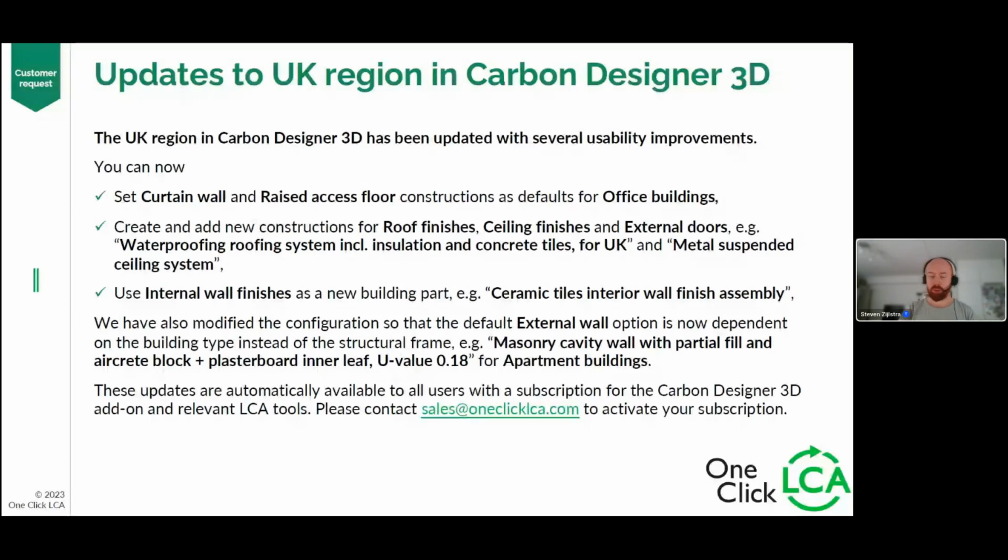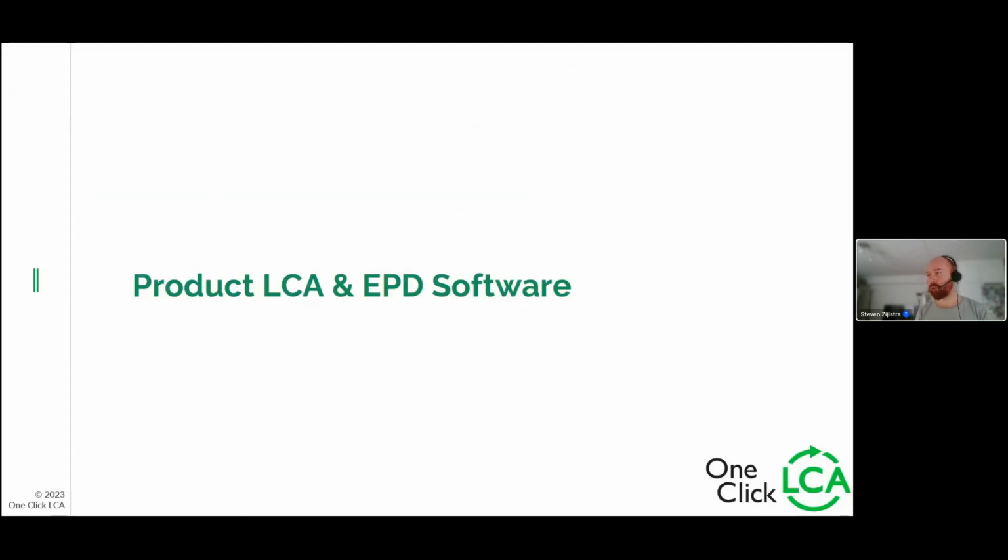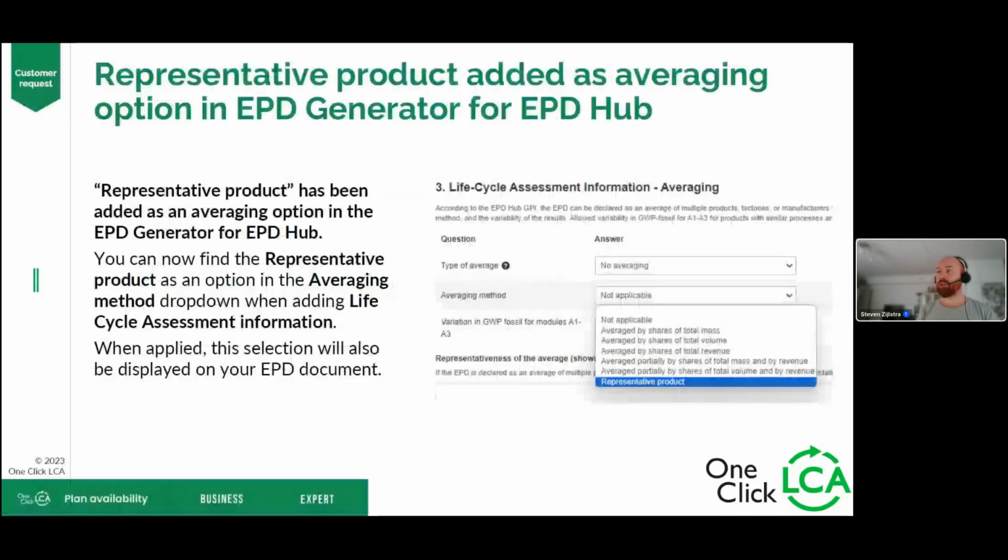Then there's a small change for product LCA, which I'll also show in a bit, which is related to how we average emissions. So this is related to if you are a manufacturer and your product is actually an average product of, let's say, multiple production locations or multiple factories or these kinds of things. So it just makes it a bit easier to complete your assessment with that. So I'll show you where you can find this in the software. And if you set this, it automatically is also displayed in the EPD document which is generated.